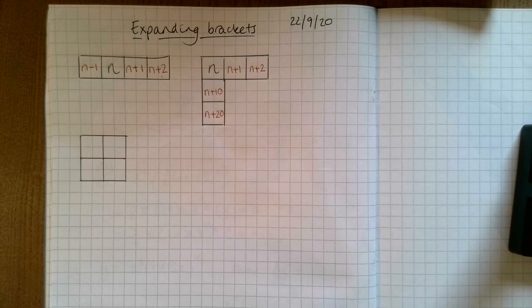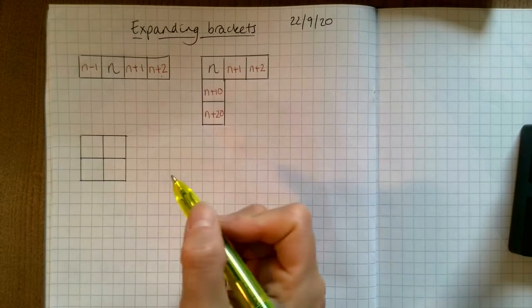Now we did it for loads of different numbers, loads of different 2 by 2 squares, but we didn't do it for all of them. So we haven't proved that the difference was 10 for all of them. We've just assumed. So we're going to try and use some algebra to prove it.